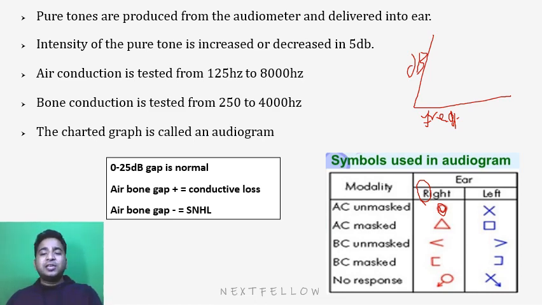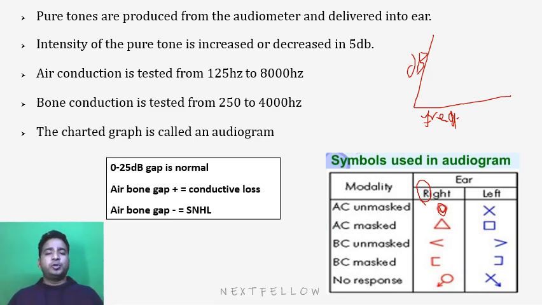For bone conduction, we use a different symbol, like the arrow. Generally, the arrow faces towards the patient's right. See, the patient is sitting in front of me, so the patient's right is like this. So the arrow points towards the right, and then for the left side the arrow points towards the left of the patient.